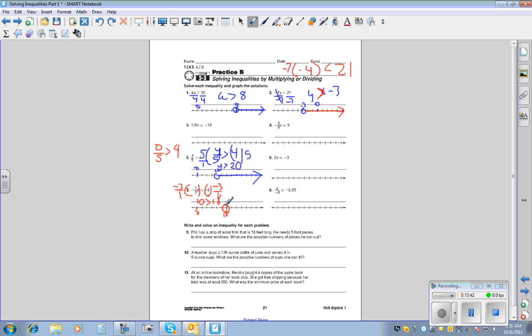Circle my critical point. Now I'm going to check 0 in my original inequality. So -1/3 times 0, is that less than -6? Is 0 less than -6? That's false, so I'm shading this direction. So actually, when we do this multiplication and division, it's almost easier to check our test points in our original problems, and then it tells us which direction the sign goes. All right, I'll see you in class tomorrow, and remember, we'll be singing our song.